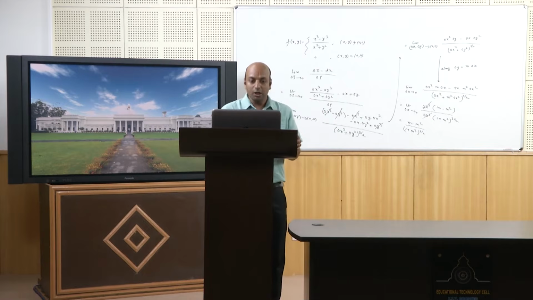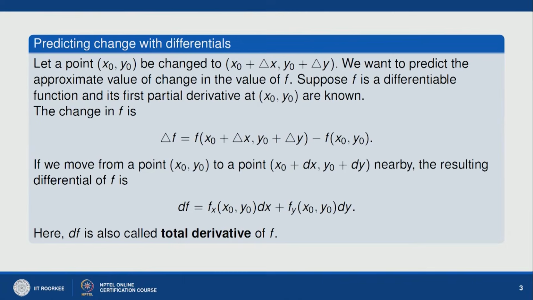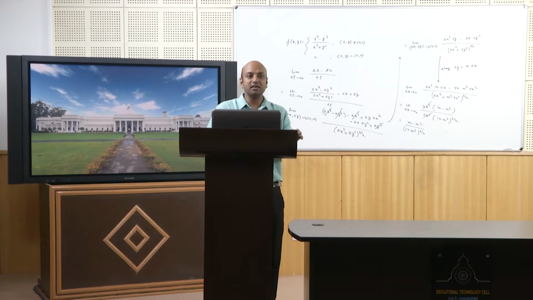Okay. Now, let us see some more properties of differentiability. Okay. Now, let a point (x naught, y naught) be changed to (x naught plus delta x, y naught plus delta y). We want to predict the approximate value of change in the value of f. Okay. (x, y) is changing from (x naught, y naught) to (x naught plus delta x, y naught plus delta y).